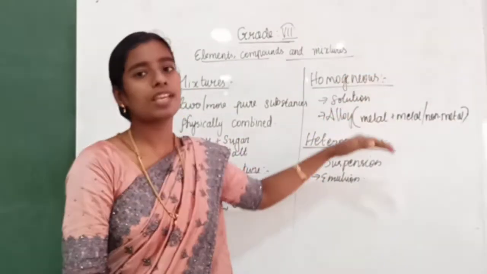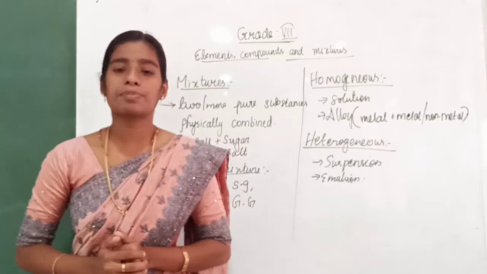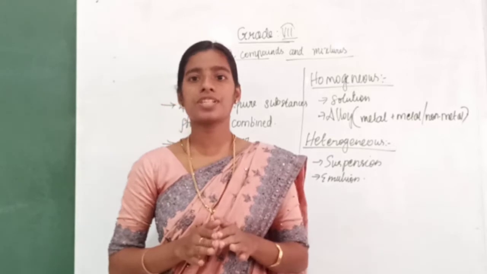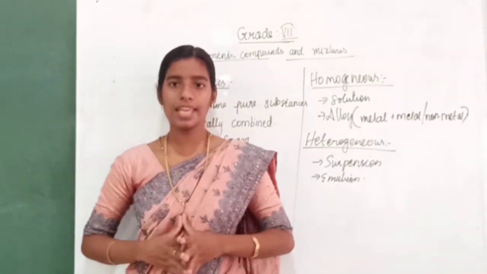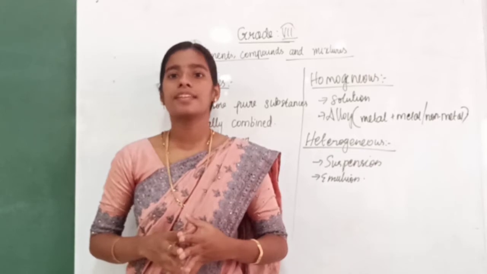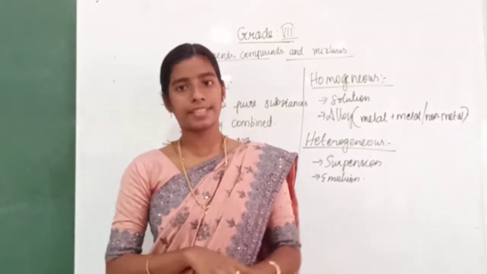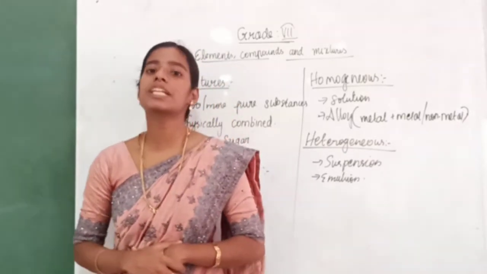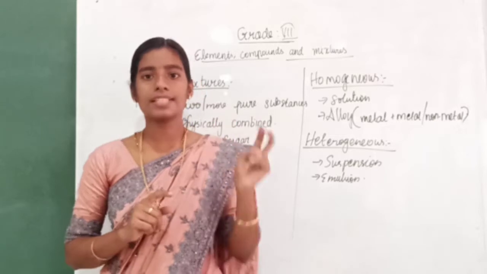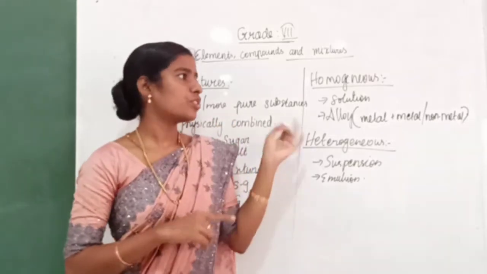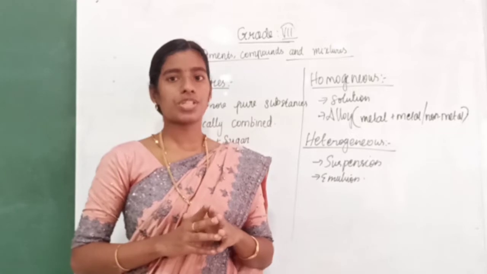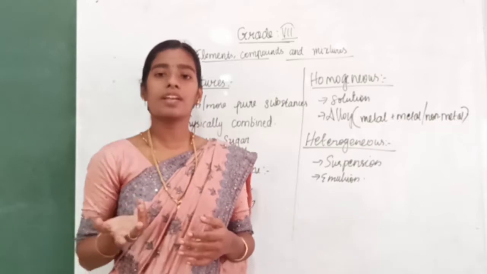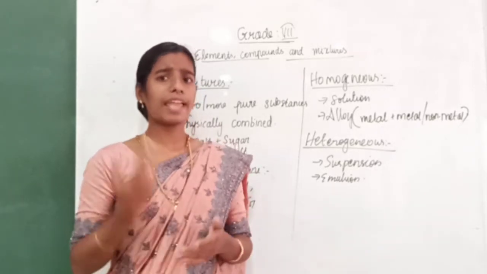Next is homogeneous mixture and heterogeneous mixture. Homogeneous mixtures are uniform. In homogeneous mixtures, the particles are distributed uniformly and we cannot see the particles after mixing and we cannot divide them. Homogeneous mixtures can be studied using two headings, that is solution and alloys. Solution, example, sugar solution. In sugar solution, when you dissolve this sugar in water, we cannot see that sugar again.